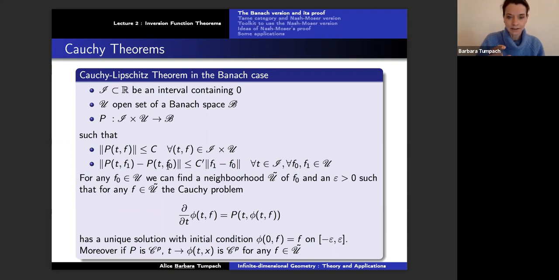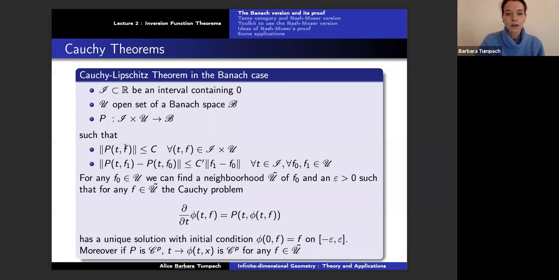Well, this is a long text, but there is one main player here. It's a map P, which is a vector field, a time-dependent vector field. So there is a t entering one of the arguments. And this vector field lives on an open set of a Banach space. So U is an open set of a Banach space, and it takes values in a Banach space. So it's a vector field depending on time on this Banach space, defined in an open set.